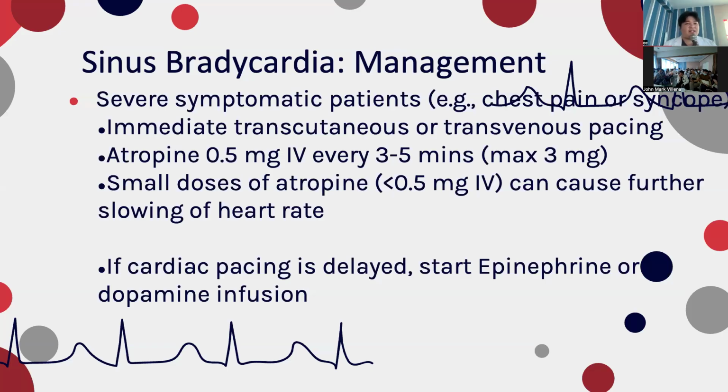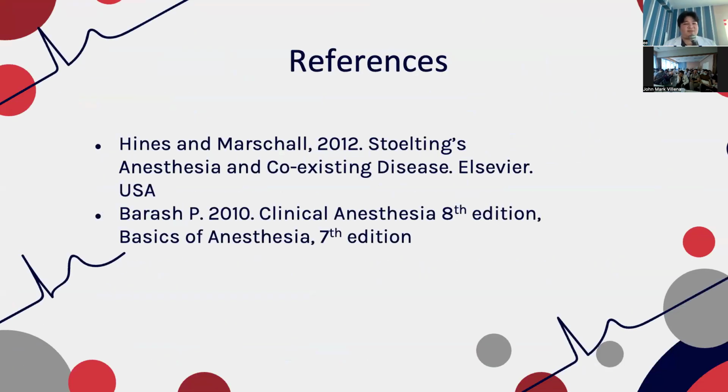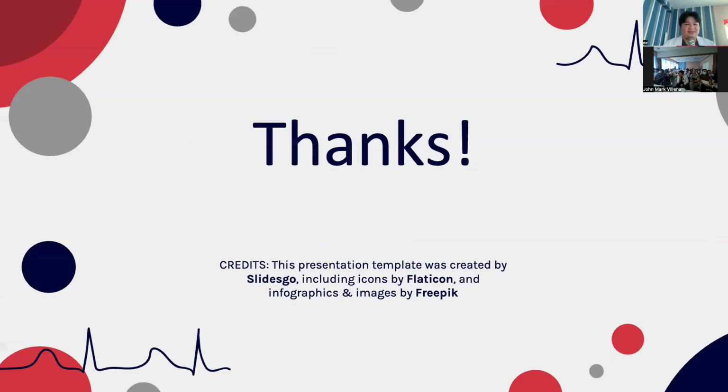Small doses of atropine, less than 0.5 milligram IV, can cause further slowing of heart rate. If cardiac pacing is delayed, start epinephrine or dopamine. So these are my references. Thank you po.